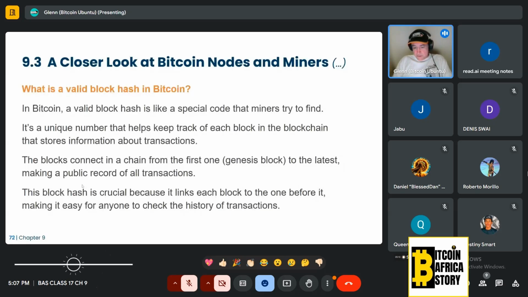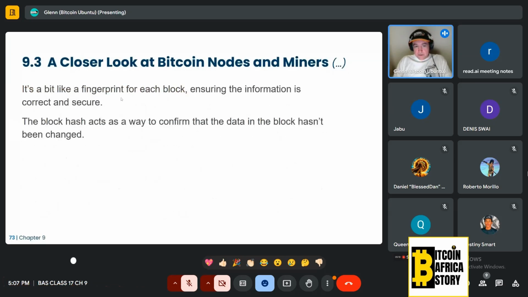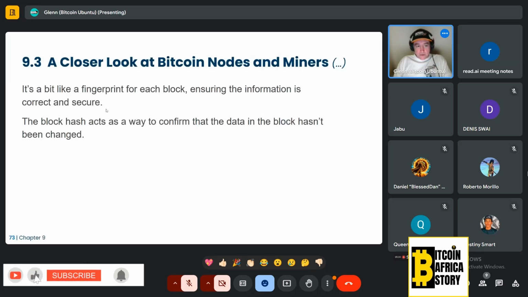Okay, so it's crucial because it links each block to the one before it, making it easy for anyone to check the history of transactions. It's like a fingerprint for each block, ensuring the information is correct and secure. The block hash acts as a way to confirm that the data in the block hasn't been changed.